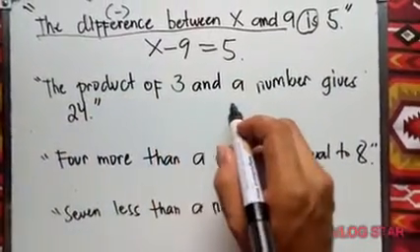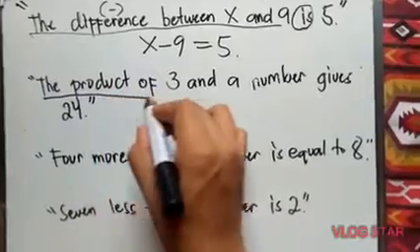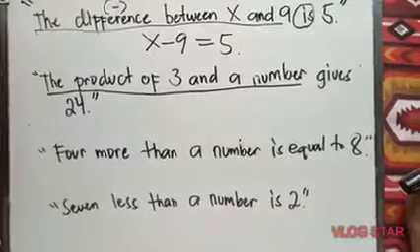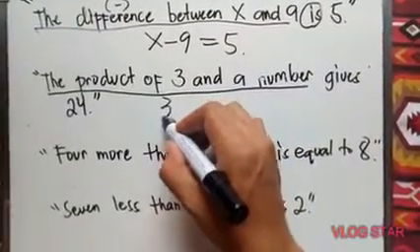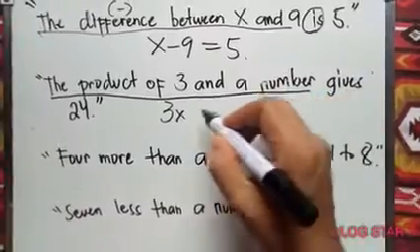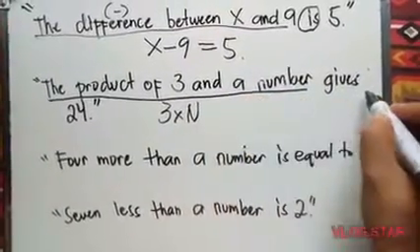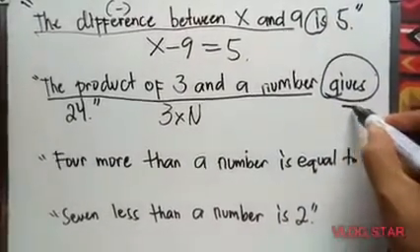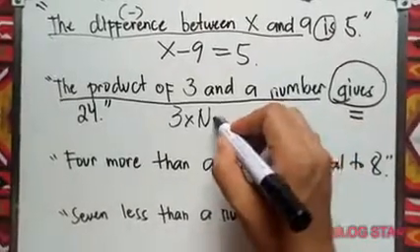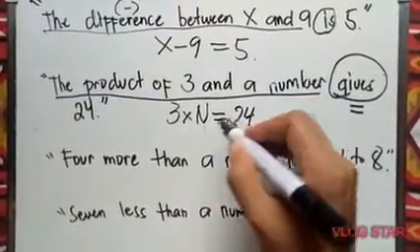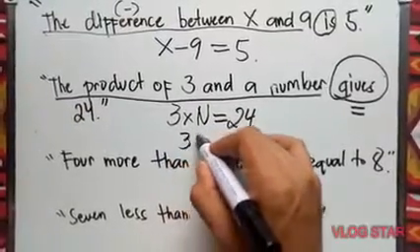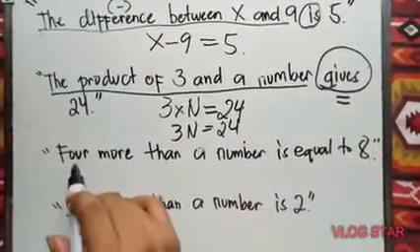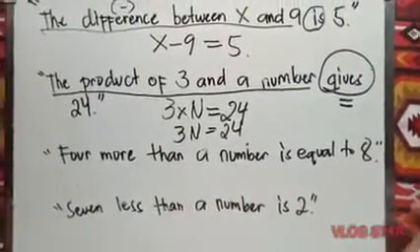Next, the product of 3 and a number. Let's write this as an algebraic expression. The product of 3 and a number, so we can write this as 3 times a number, let's say that is n. Gives 24. Gives can also be replaced by the equal sign, then 24. Or you can write this as 3n equals 24.